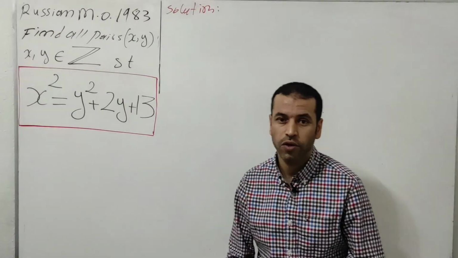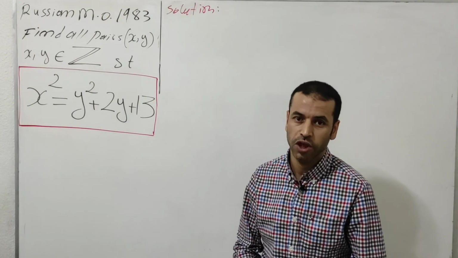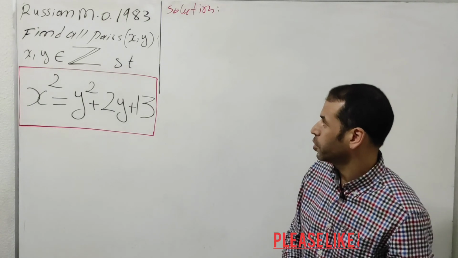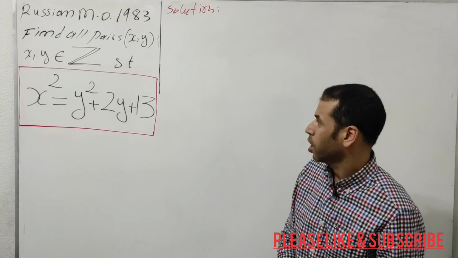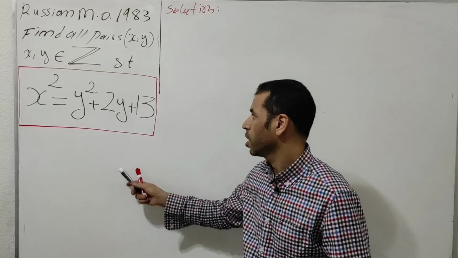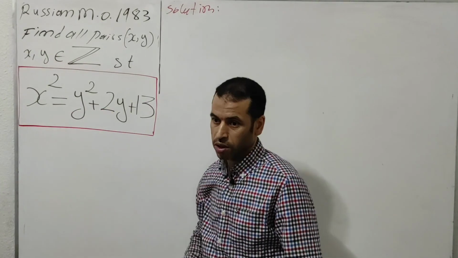Hi, in today's video I would like to share with you a very nice problem of the Russian Mathematical Olympiad, edition 1983. Here is the following information. Find all pairs x and y as integer numbers such that we have this equation: x squared equals y squared plus 2 times y plus 13.